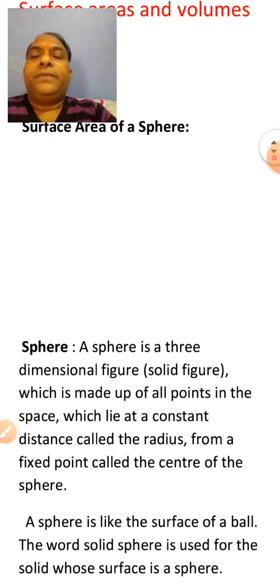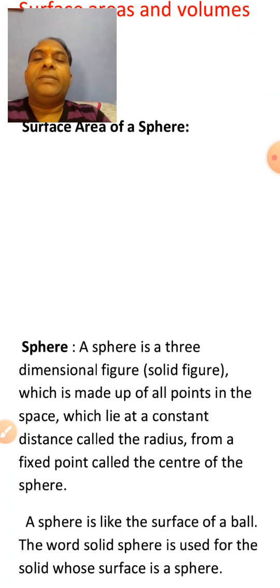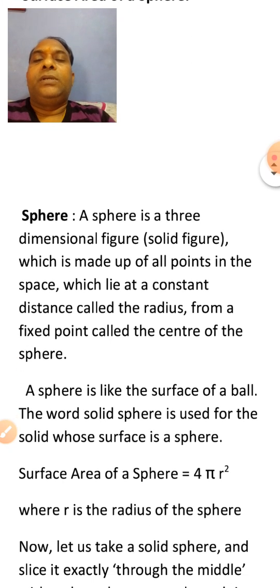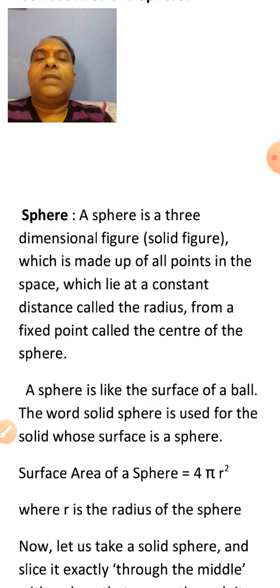So, a sphere is a three-dimensional figure. Three-dimensional means solid figure, which is made up of all points in the space which lie at the constant distance called the radius from a fixed point called the center of the sphere. A sphere is like the surface of a ball. The word solid sphere is used for the solid whose surface is a sphere. Clear?